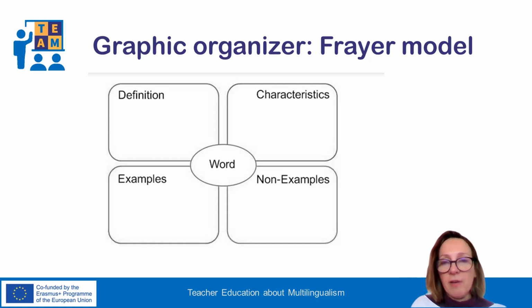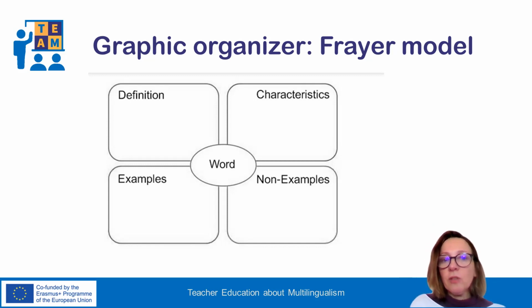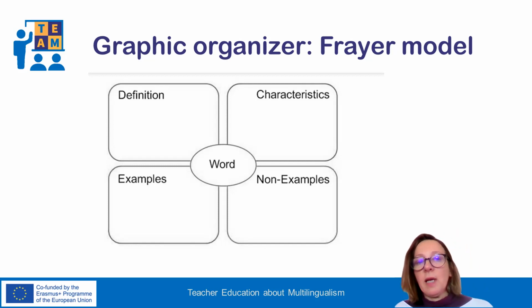If the students are very young or they have a very low level of proficiency, or it can be part of the academic language that students are required to learn. Students will be required to give the definition of the word, characteristics, features of the particular lexical item, examples of the particular lexical item, and non-examples.